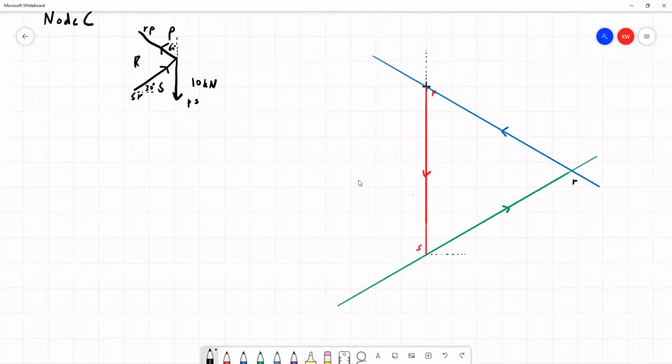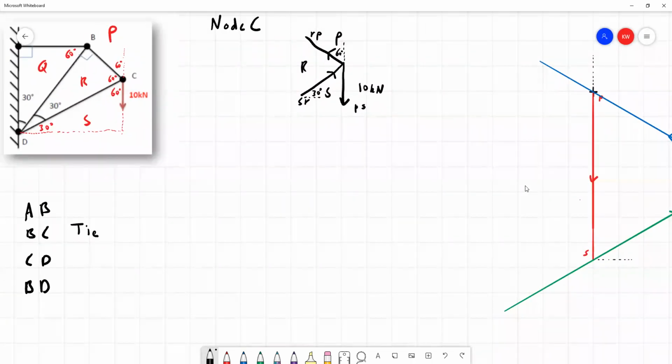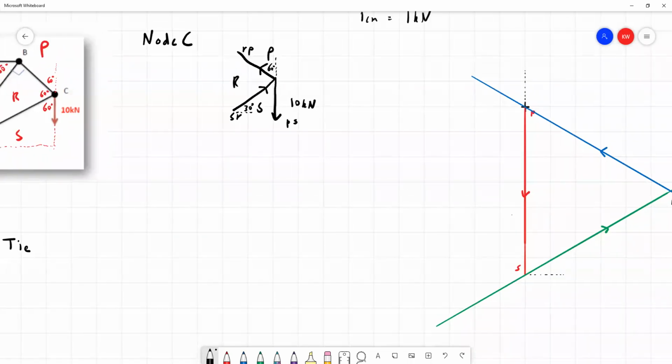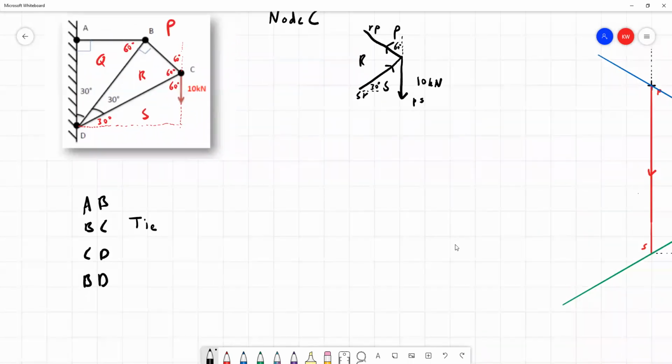Our vector SR corresponds to the member CD. Here we have the arrowhead acting towards the node, and this means that the member must be under compression, and a member under compression is a strut. So CD is a strut because that arrowhead is pointing towards the node. So we've learned something about both of them already.